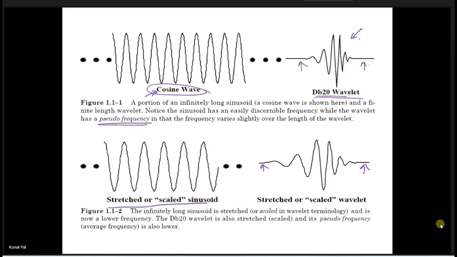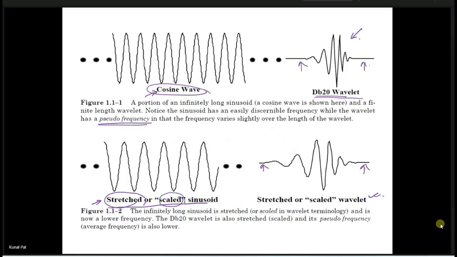And this stretching of the sinusoids that we have discussed is also true in wavelet analysis. So the stretching is also called scaling. Either we call it stretching or we call it scaling.